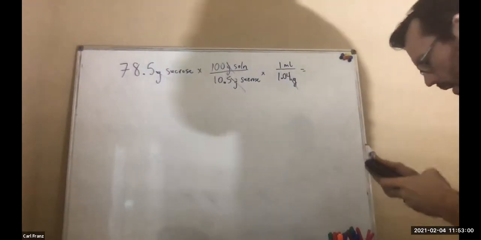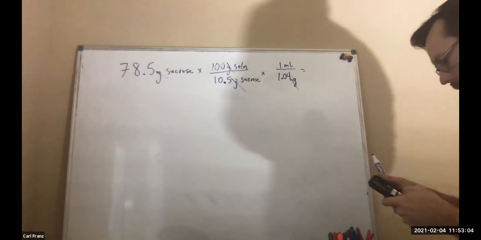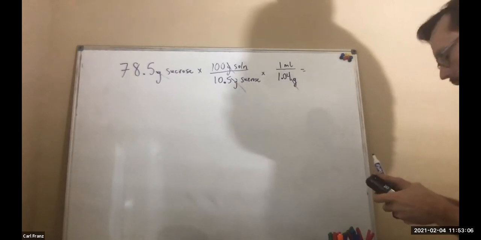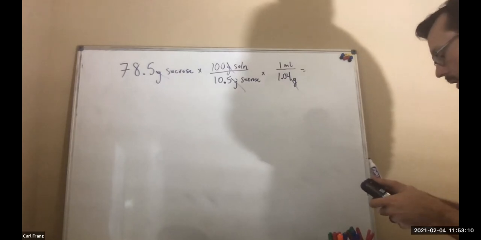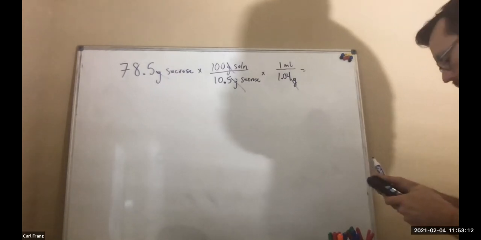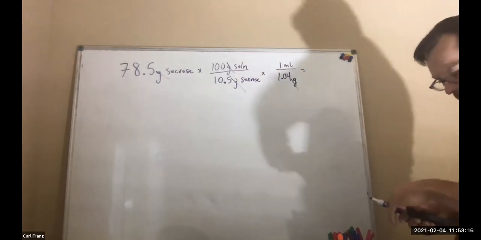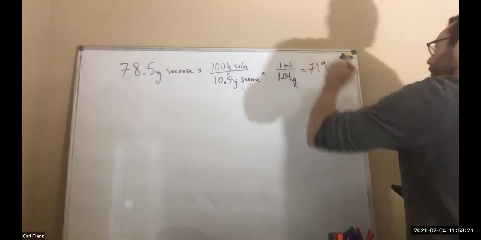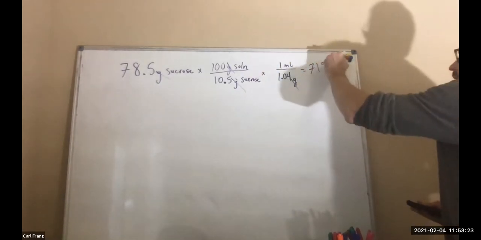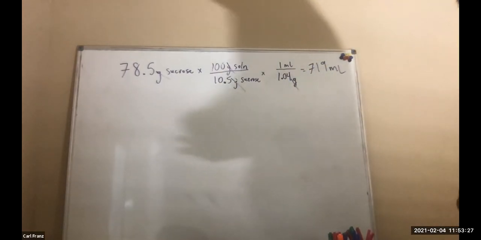And if we do that, we get 78.5 times 100 divided by 10.5 divided by 1.04. I've got basically 719 mils of that solution. Okay.